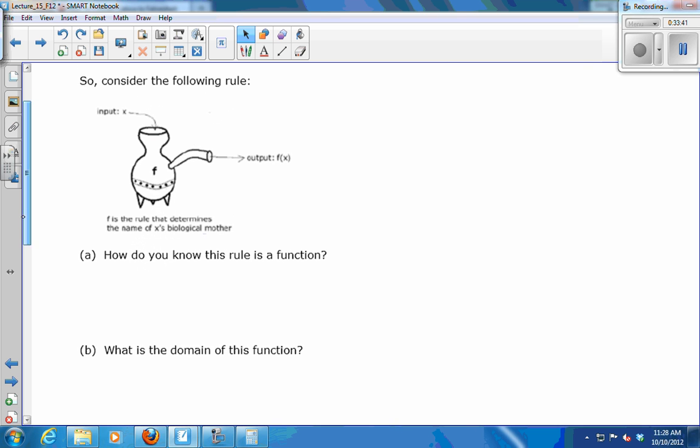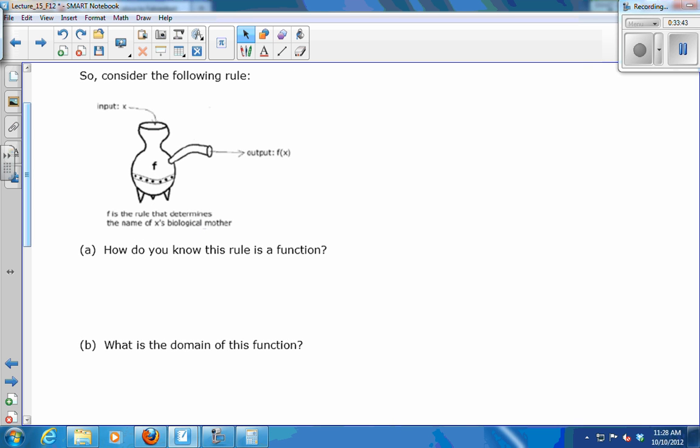So here's a function where my input is a person's name, and the output is the name of that person's biological mother. Is this rule a function? Why? How do you know? Right. Any person can only have one biological mother.